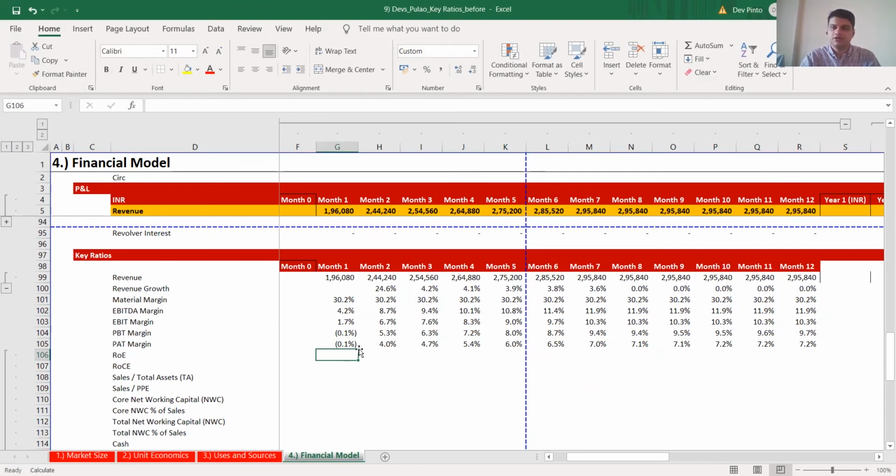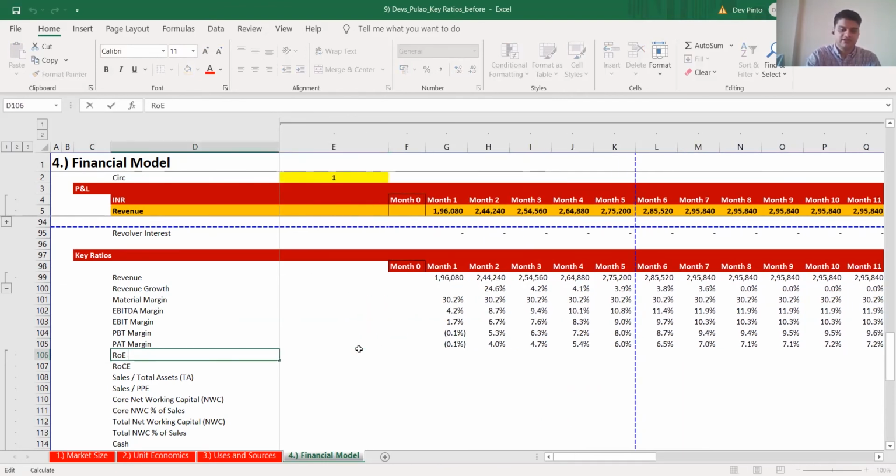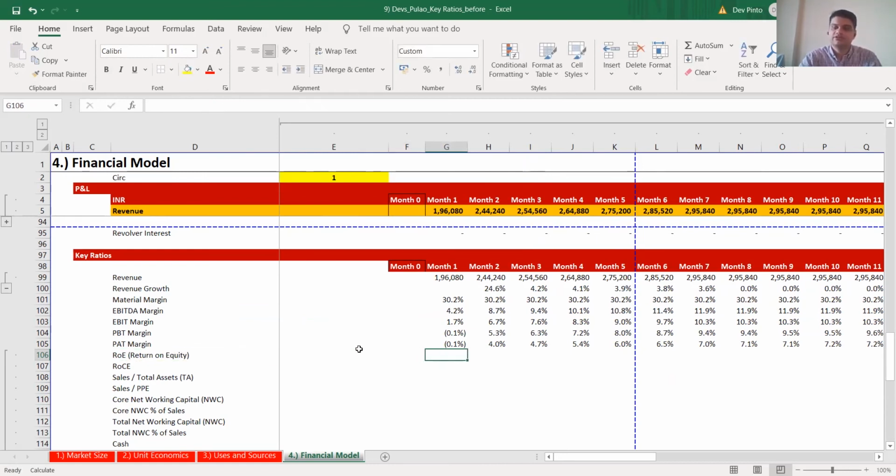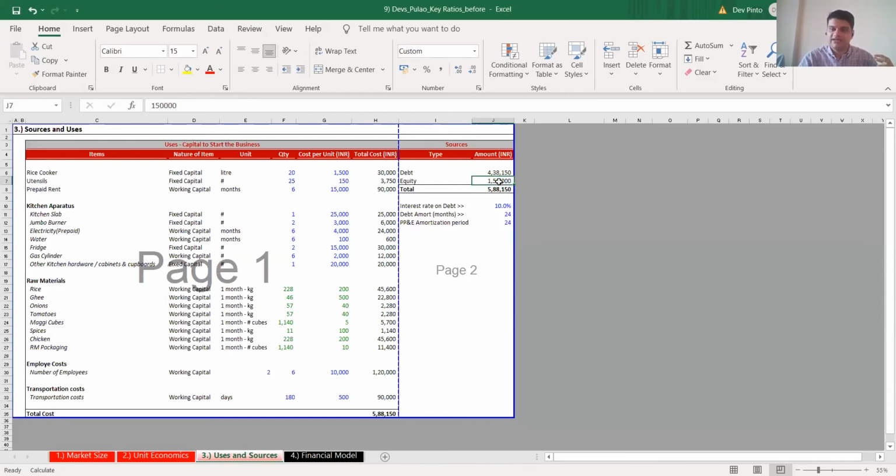Next, let's go to return on equity, ROE. Let me just write that here. What does ROE mean, right? So when I started a business, I started with debt and with equity, right? In terms of capital deployed. Now for equity holders, I put in a certain amount of money. In the case of this school, I put in 1.5 lakhs.